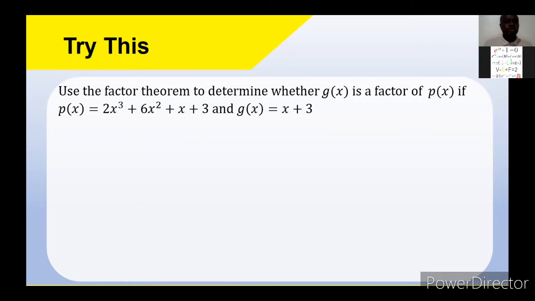Now, you're going to use the factor theorem to determine whether g of x is a factor of p of x if p of x is equal to 2x cubed plus 6x squared plus x plus 3 and g of x is equal to x plus 3.